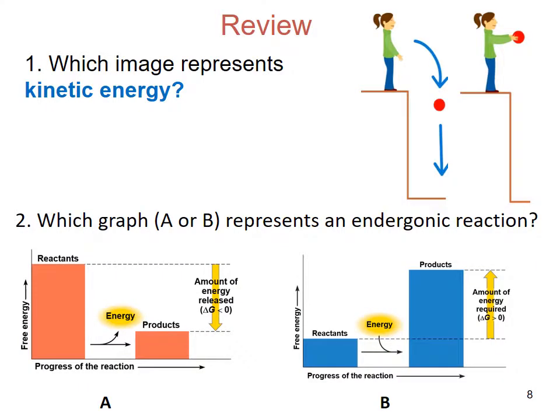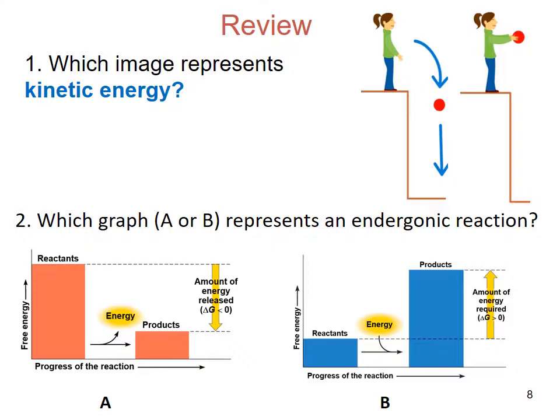So let's review. Which of the following images represents kinetic energy? We've got a person with a ball, and in the first picture they've dropped the ball and the ball is going off of this either giant stair or small cliff. It's hard to say what they're standing on. And in the second picture, the person is holding the ball over the giant stair or small cliff. So hopefully you said the first image where the ball is dropped, because the ball is moving in that image. You can tell by the giant arrows, right? So the first image is kinetic energy and the second image is potential energy.